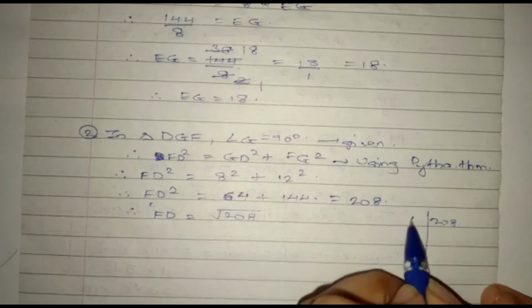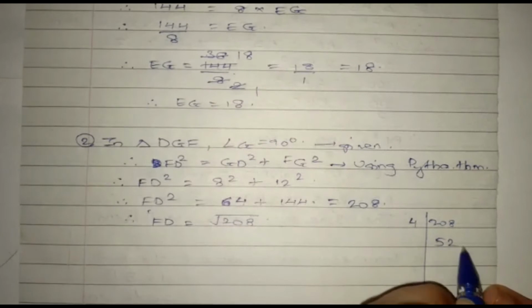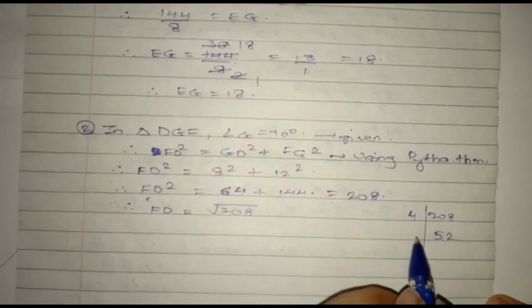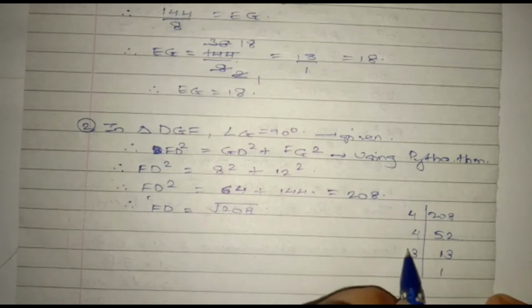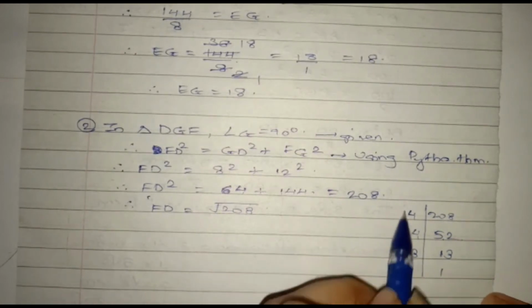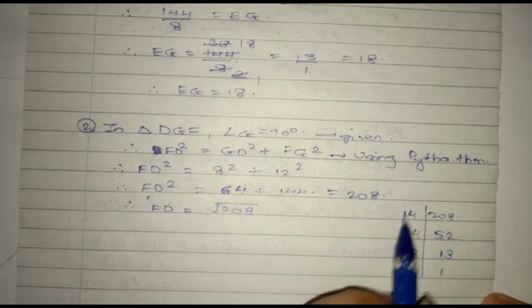I'll divide it by 4. 4 5s are 20, 4 2s are 8. Okay, this also I can divide by 4. 4 13s are 52. There is no factor of 13, so I'll write it as 13. So we can take this 4 out of the root because it is twice.